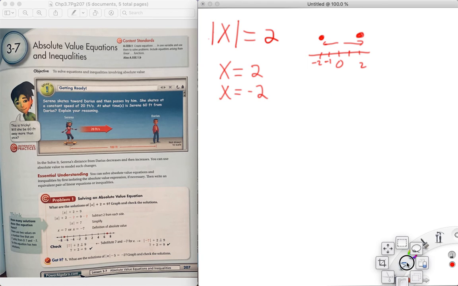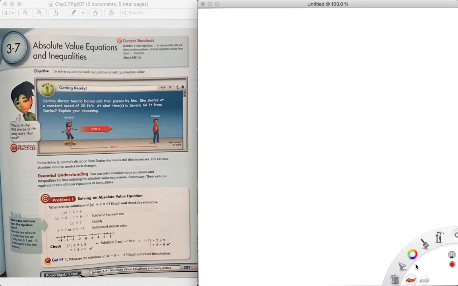So keeping that in mind, when we solve an absolute value equation, let's do one that the book has for us. So we have the absolute value of n, this is number 1, minus 5 equals -2. First thing I'm going to do, I'm going to add 5 to both sides. And that's going to give me the absolute value of n equals 3.